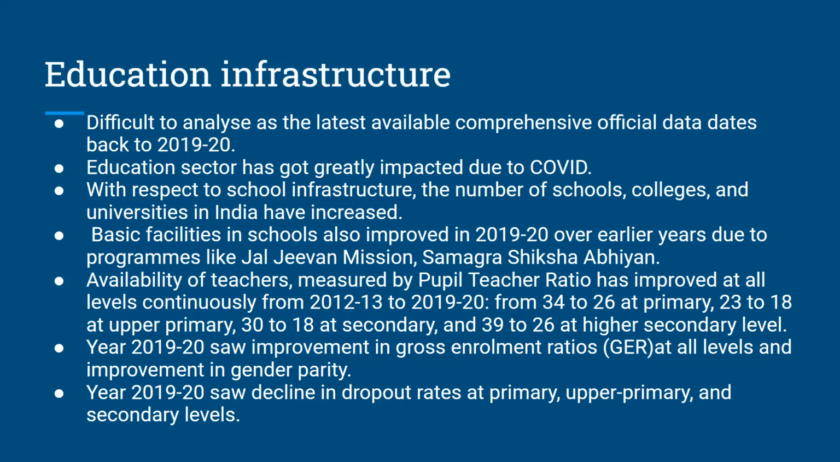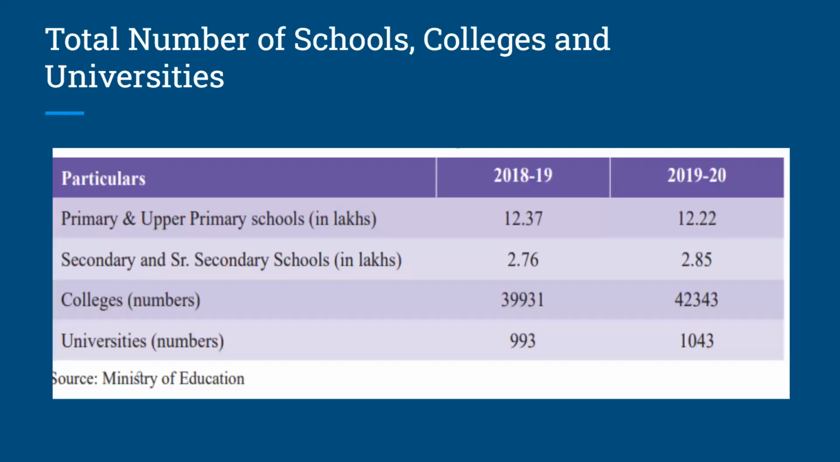With respect to school infrastructure, the number of schools, colleges and universities have increased. The basic facilities in schools have also increased. I have made many slides to explain the correct situation. Basic facilities in schools improved over the earlier years, mainly because of programs like Jal Jeevan Mission and Samagra Shiksha Abhiyan. And the year 2019-20 also saw improvement in gross enrollment ratio at all levels and improvement in gender parity. And this particular year saw a decline in dropout rate at primary, upper primary and secondary level.